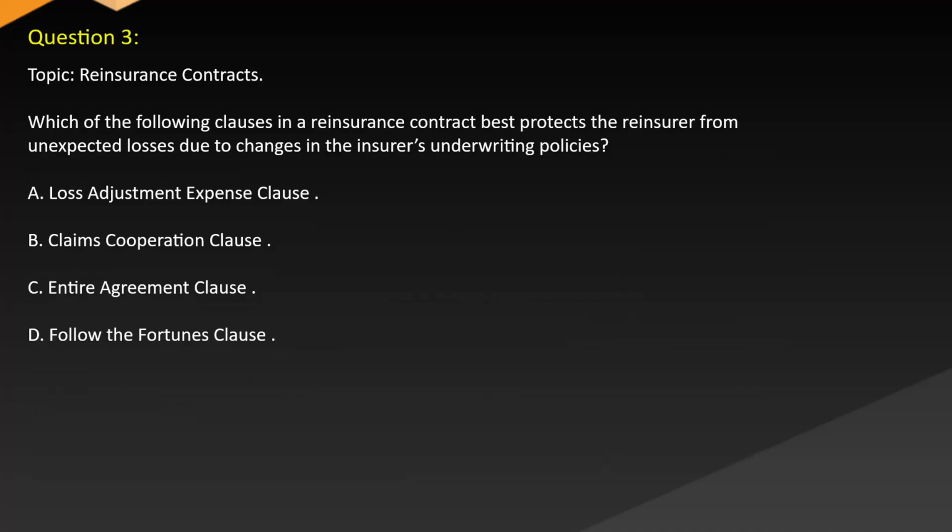Question 3. Topic: reinsurance contracts. Which of the following clauses in a reinsurance contract best protects the reinsurer from unexpected losses due to changes in the insurer's underwriting policies? A. Loss adjustment expense clause. B. Claims cooperation clause. C. Entire agreement clause. D. Follow the fortunes clause.